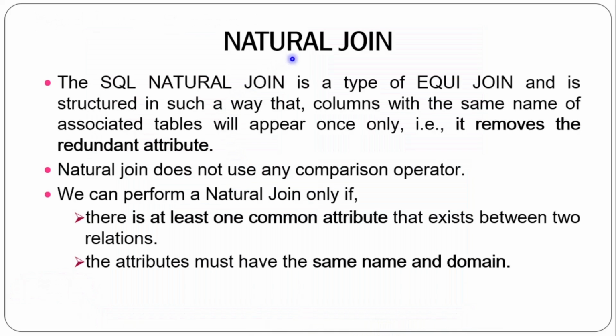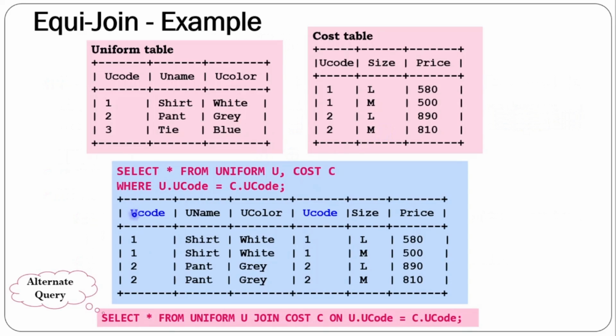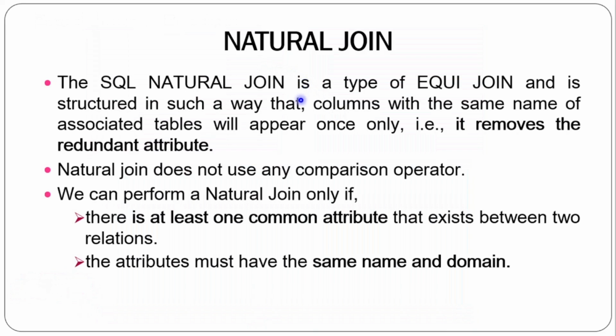The next type of join is natural join. Natural join is a special type of Equi-Join and is structured in such a way that the columns with the same name of the associated tables will appear only once. In the previous output, we saw that the ucode is displayed twice. The column ucode is duplicating. Performing the natural join removes the redundant attribute.